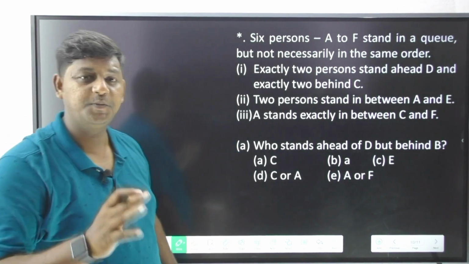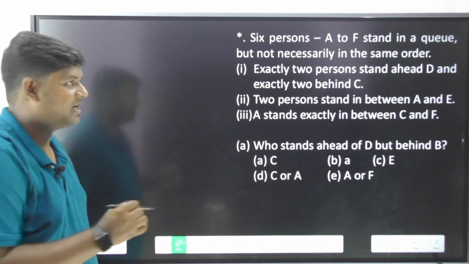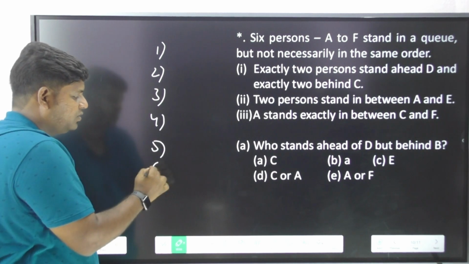Let's observe: 6 persons A to F are standing in a queue but not necessarily in the same order. So overall how many persons are there? 6 persons are there. I'm just going to write down in this way.